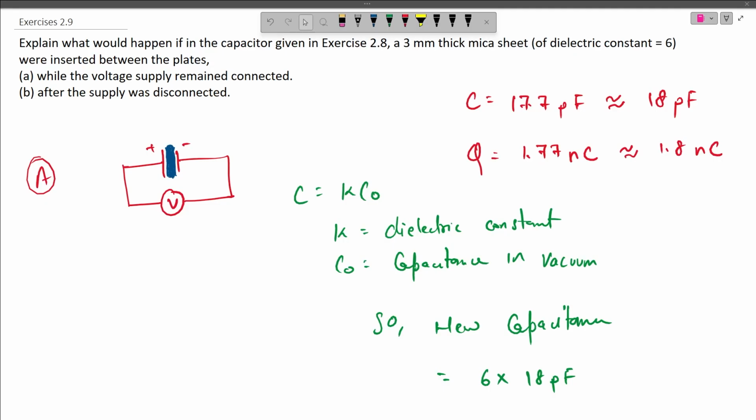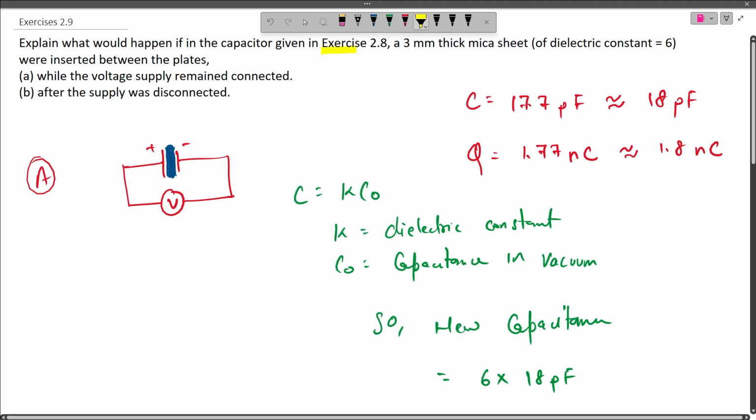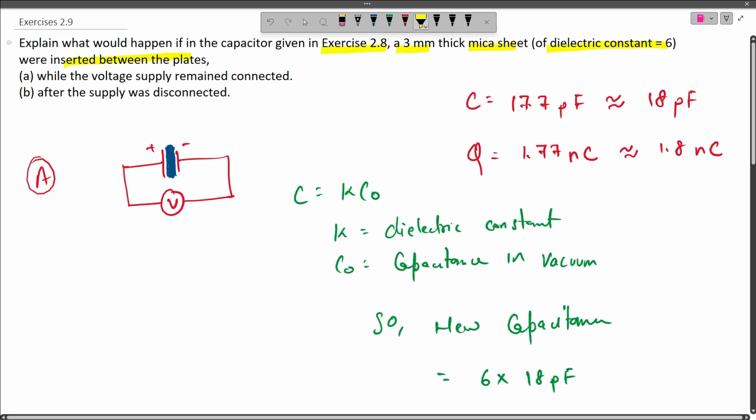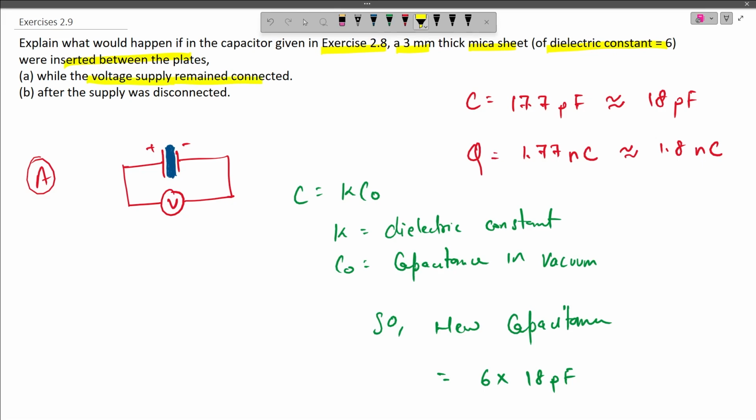The question says: explain what would happen if in the capacitor given in exercise 2.8, that is the previous exercise, a 3 mm thick mica sheet of dielectric constant 6 were inserted between the plates while the voltage supply remained connected, and the second case is after the supply was disconnected.